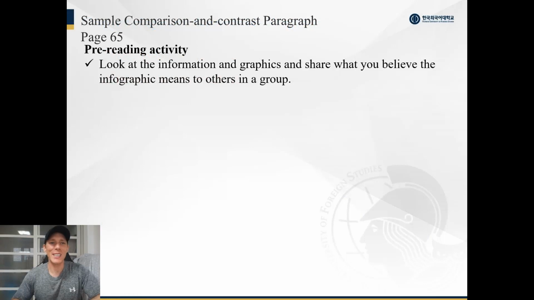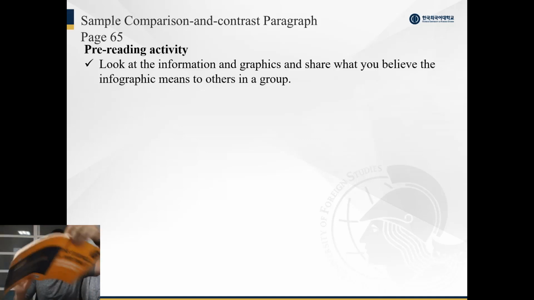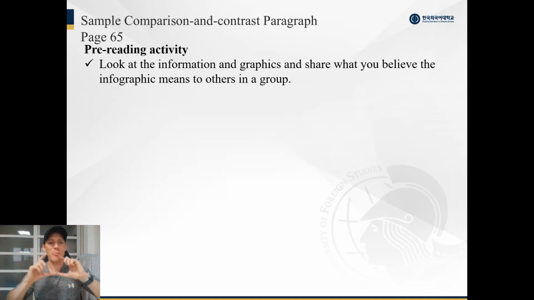I want you to look at the pre-reading activity. You want to look at this textbook. So if you go to page 65, you can see it's right there. It has the infographic, the poster with some pictures and some text. The idea is you just have to look at it and decide about the main points from it. So have a look at it.